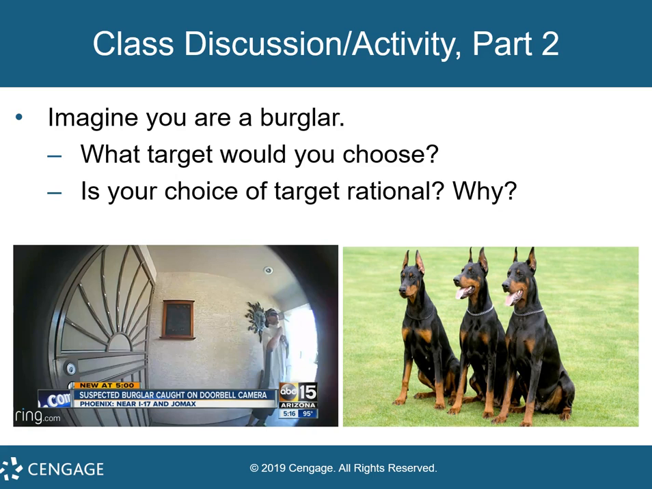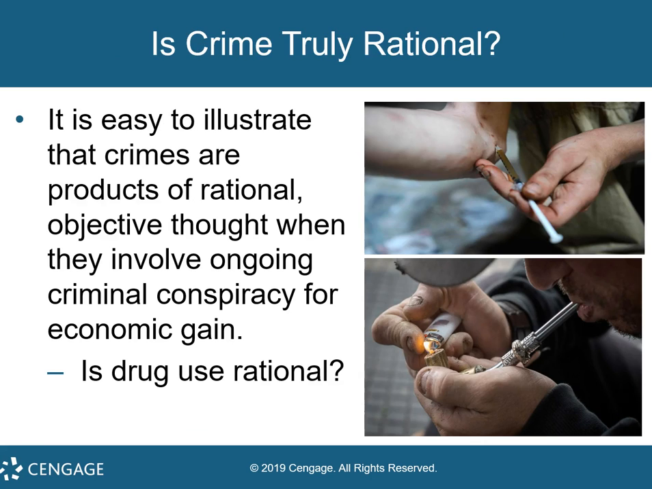Now, before we get on to talking about whether crime is rational, let's look at, imagine you're a burglar, and what's your choice? Is your target rational? Well, if you see 3 Doberman pinschers, is this the right place for you? A lot of these homes have these Ring doorbells and things like that. So, again, the photos are just to kind of get you thinking, to understand this rational choice thing. Does the punishment outweigh the crime? Does the risk outweigh the reward, etc.? So now let's move into this discussion on, is crime really rational?